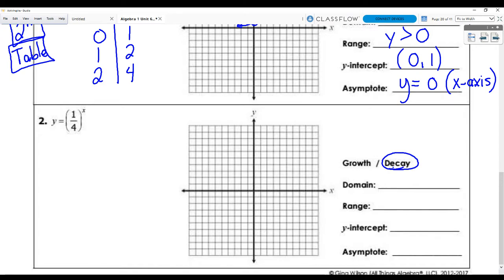So again, we're going to y equals on the calculator. We're going to open a fraction by hitting alpha, y equals.